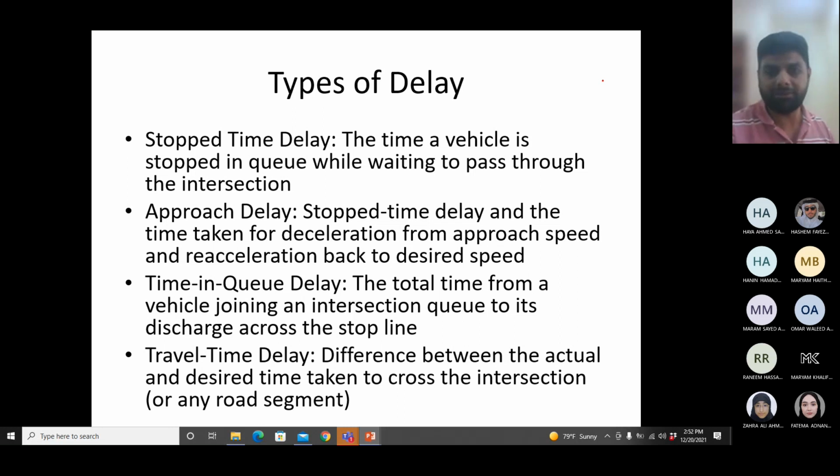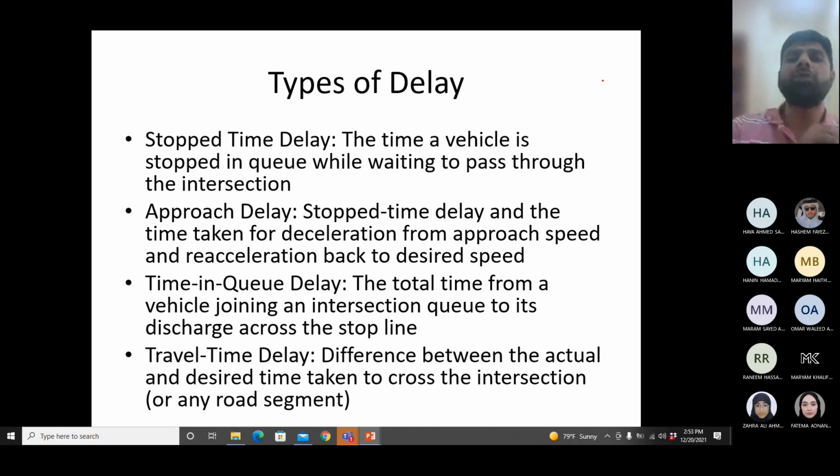Then we have travel time delay. Travel time delay is the difference of actual travel time and desired travel time for crossing the intersection or for crossing any road segment. Now, actual travel time can be observed. You go to the intersection, note down the time for the vehicles to go from one side of the intersection to the other side. From their arrival to their departure time, you can note down the actual travel time. Desired travel time comes from the free flow speed. Desired travel time is a travel time which you will calculate using the free flow speed, or which you will observe when the driver was going at free flow speed.